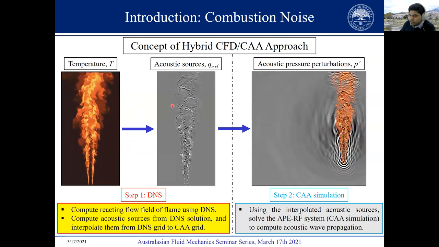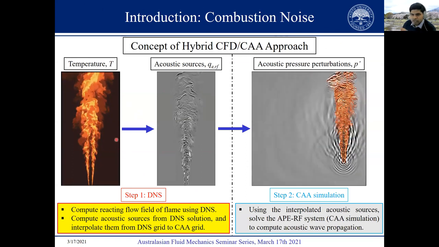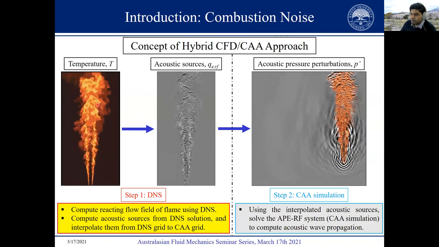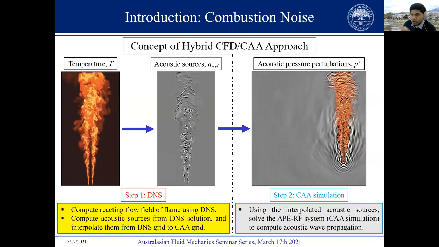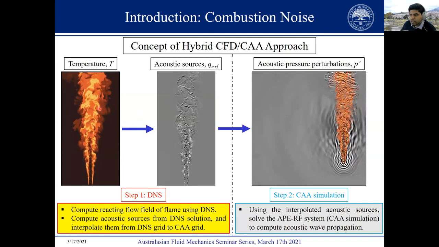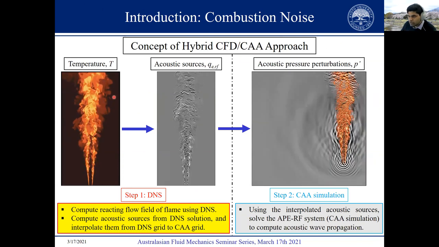So in the first step, you are calculating the reacting flow field of a flame. What I'm showing here, these animations, are for a turbulent non-premixed hydrogen flame. It's from the TNF workshop. That's usually used for benchmarking purposes.